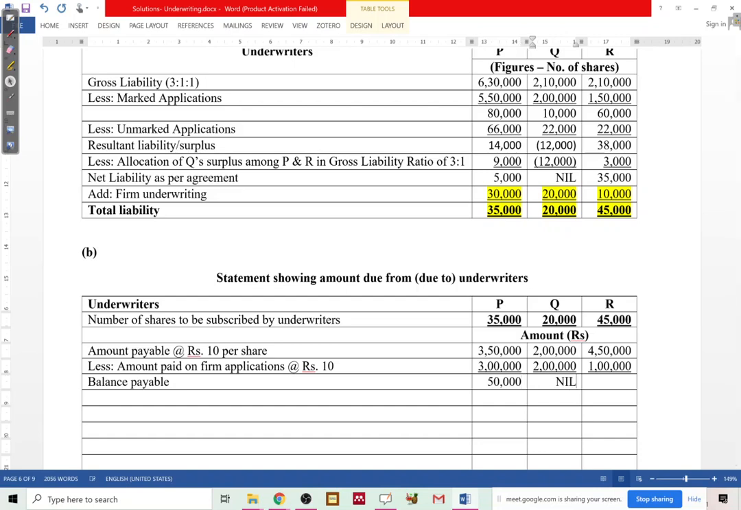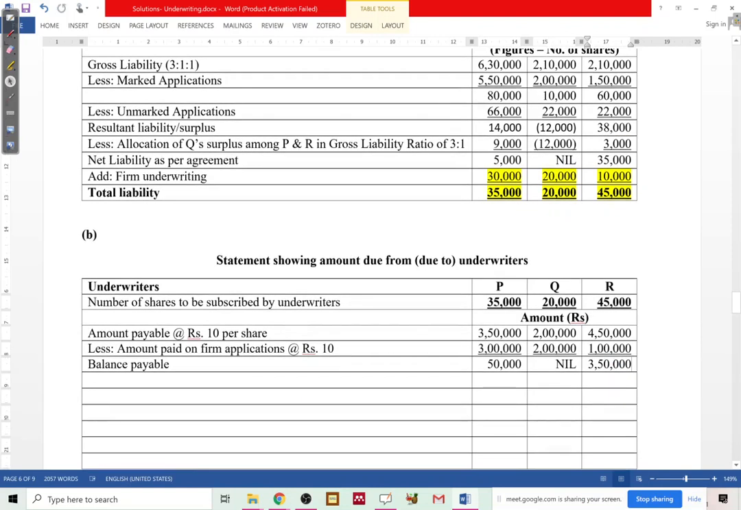Q doesn't have any more liability. He is not supposed to pay more to the company. He has already taken his firm applications. Okay, he is done. Then for R, the liability or balance payable is 3,50,000. Okay, fine. So far this is the amount, that is the balance payable.